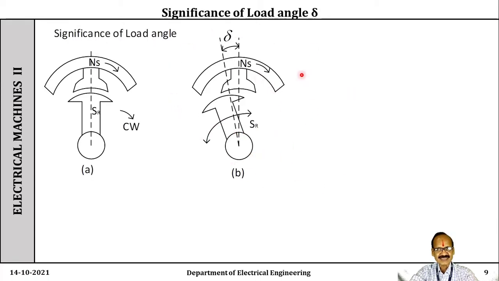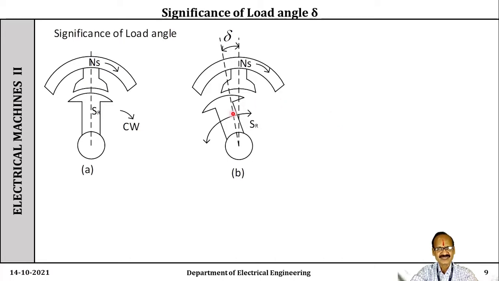However, as long as this delta is less than 90 degrees, the motor runs like a synchronous motor at synchronous speed. However, by loading the machine, when the angle delta becomes 90 degrees, the magnetic locking between stator pole and rotor pole breaks and the motor falls out of synchronism. Okay, so this delta is once again known as the load angle, torque angle or power angle.